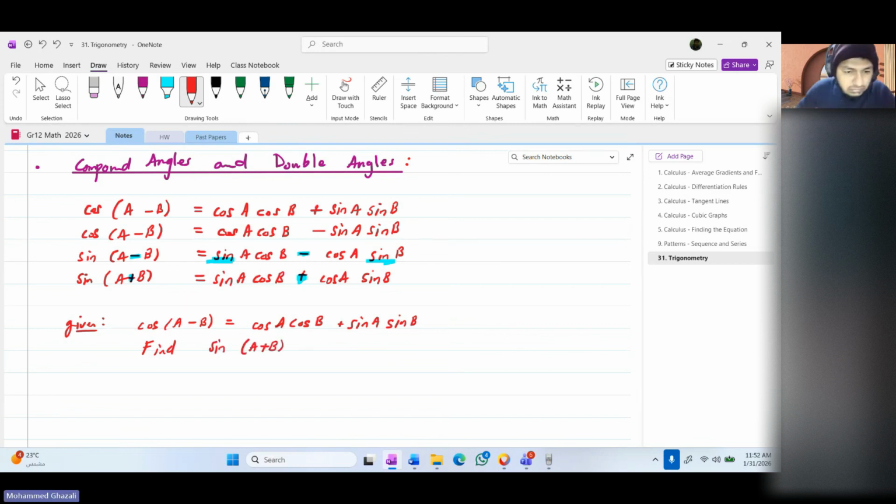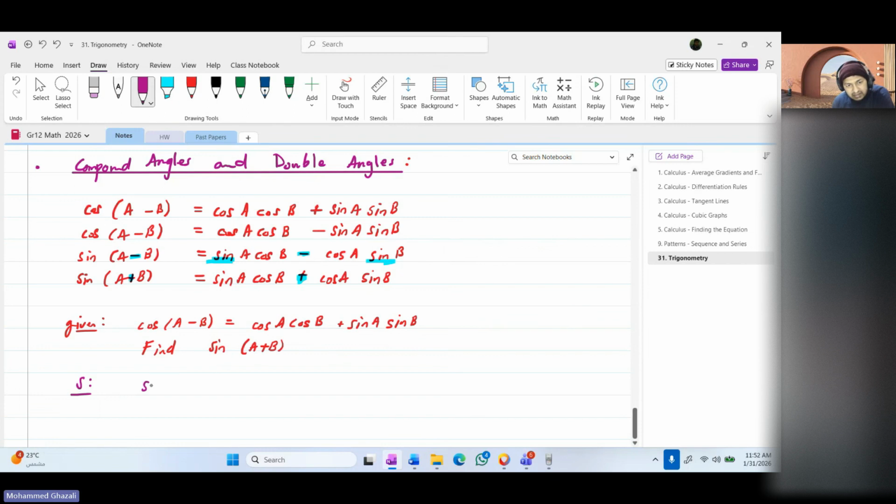Now what are you going to do? To find sine of A plus B, you've got a problem, right? Because I need to come up with this formula at the end. So I can use cos of A minus B to manipulate any one of these formulas. I can come up with any one of the formulas, or I can be given any one of them to find any one of the others, right? So I want to find sine of A plus B. So what's my solution here?